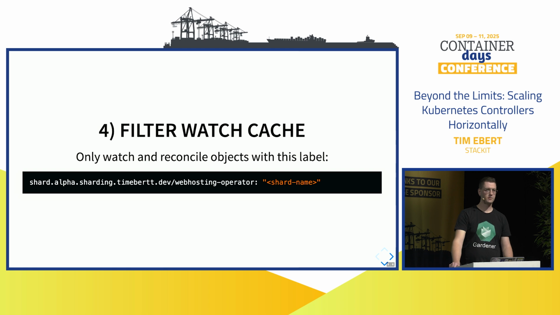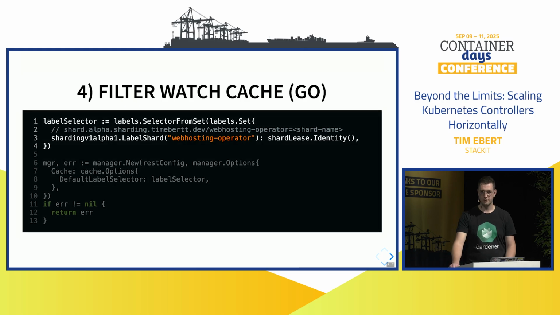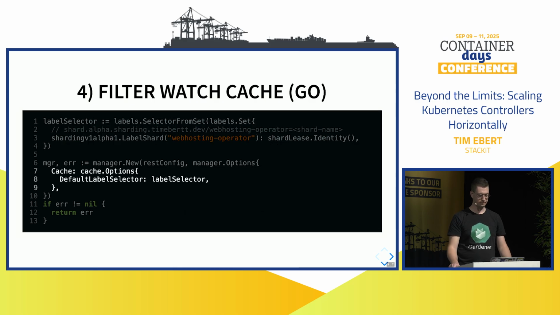Next step is to filter our watch cache. We need to watch and reconcile only objects that have the shard label assigned to our particular shard name. Again, if you use Go and controller runtime, this is very simple. You just set up this label selector and pass it to the manager. But obviously, you can also implement this with any other framework or even another programming language.